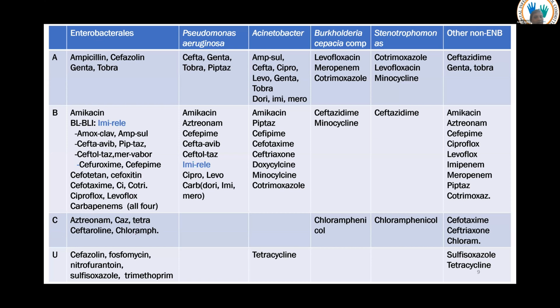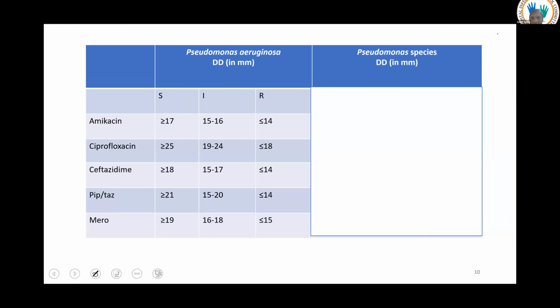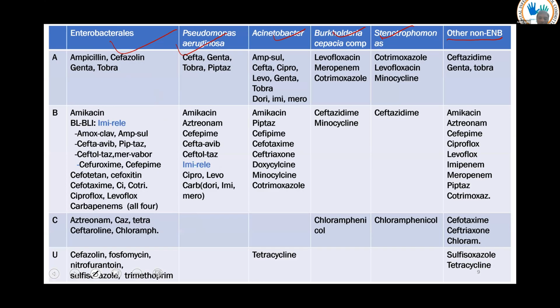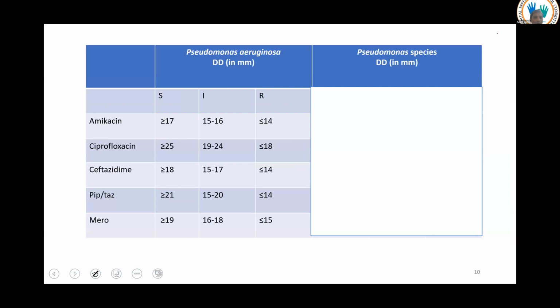Based upon the CLSI gram negative breakpoints, the gram negative organisms have been classified into six groups: Enterobacterales, Pseudomonas aeruginosa, Acinetobacter, BCC, that is Burkholderia cepacia complex, and Stenotrophomonas. So these five groups have five different breakpoints in CLSI, and all the rest of the gram negatives are classified under the other non-Enterobacterales group. Before I explain what the other non-Enterobacterales group is, I want to ask you one question.